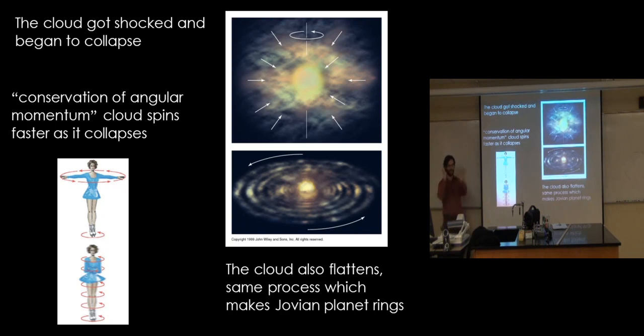So you take a blob of pizza dough, throw it up and spin it, and eventually it flattens out. That's also conservation of angular momentum, but you could just call it the pizza dough thing. So it spins out into a disk.